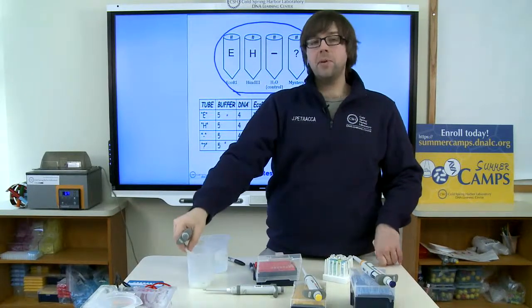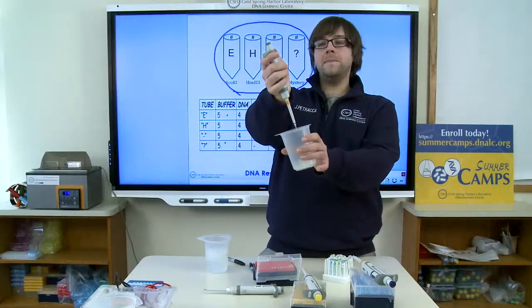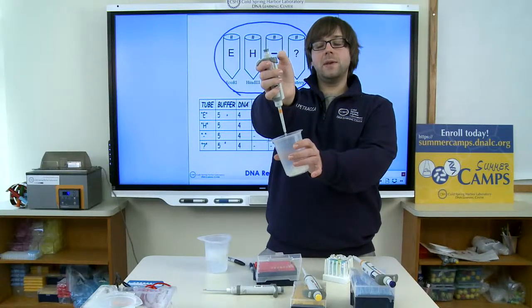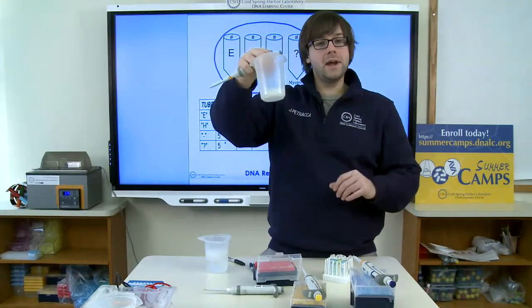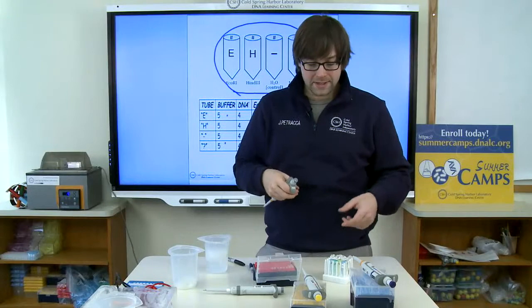To change your pipette tip, you're going to take the pipette, and you'll see this little gray button on the other side of the pipette here. That will push the pipette tip right off, and you can throw it into the waste. Okay, so then I'm going to move on to my DNA next.